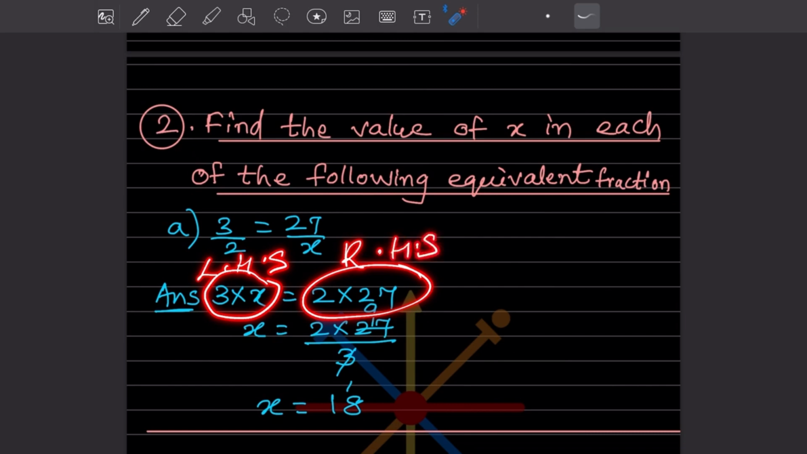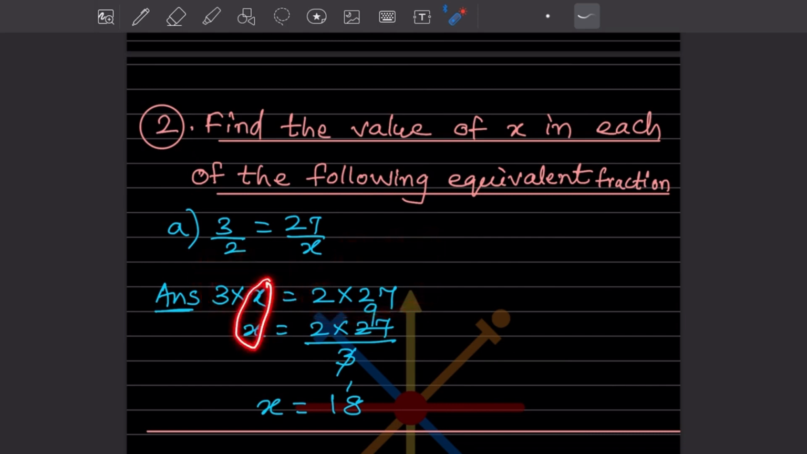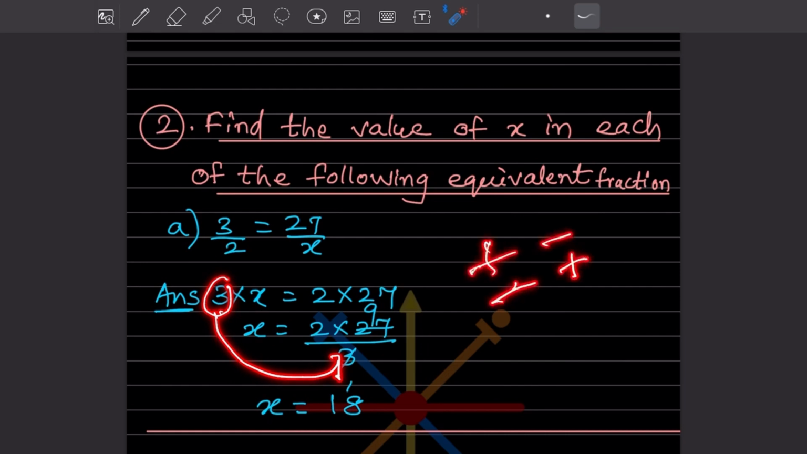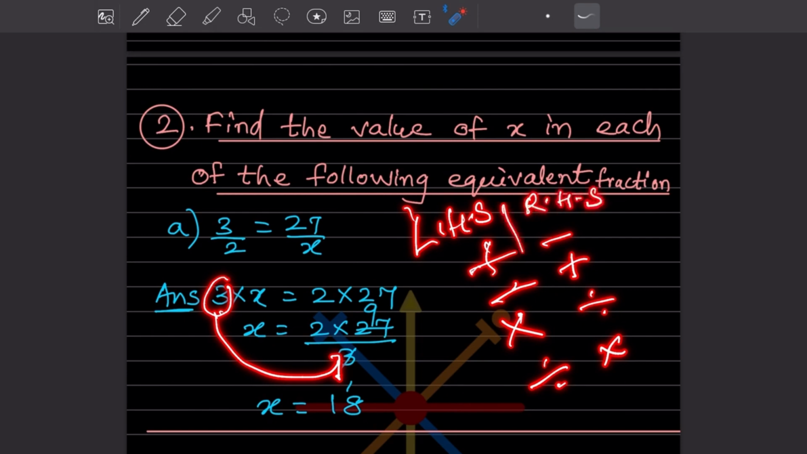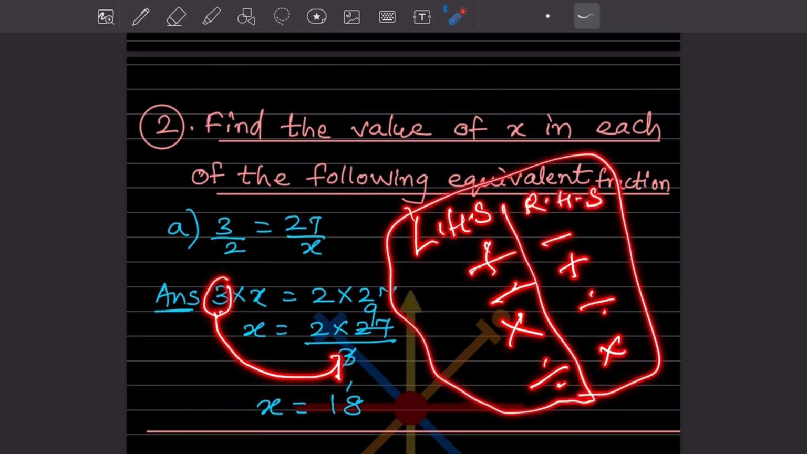So now what will you do? On the left hand side, x will keep as it is. And this 2 multiplied by 27, this is the right hand side, will keep as it is. But this 3, if it goes to the right hand side, this is on the left hand side, this is in the numerator, this will go in the denominator. When you're changing the side, LHS and RHS, plus becomes minus, minus becomes plus, multiplication becomes division, and division becomes multiplication. Hope you got this rule. This also is explained in the previous videos.